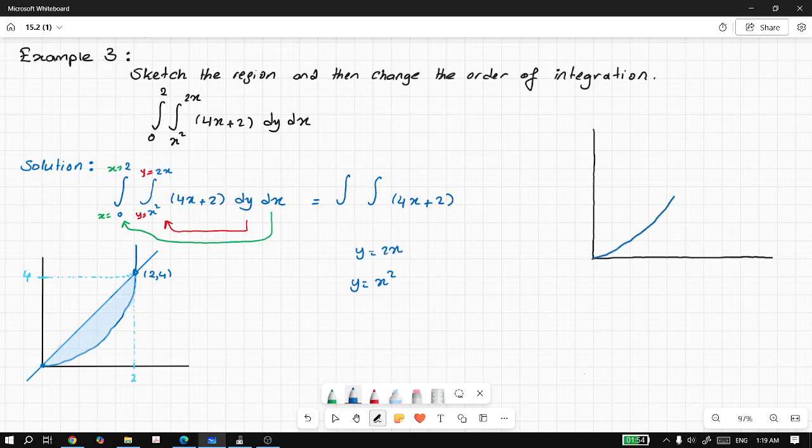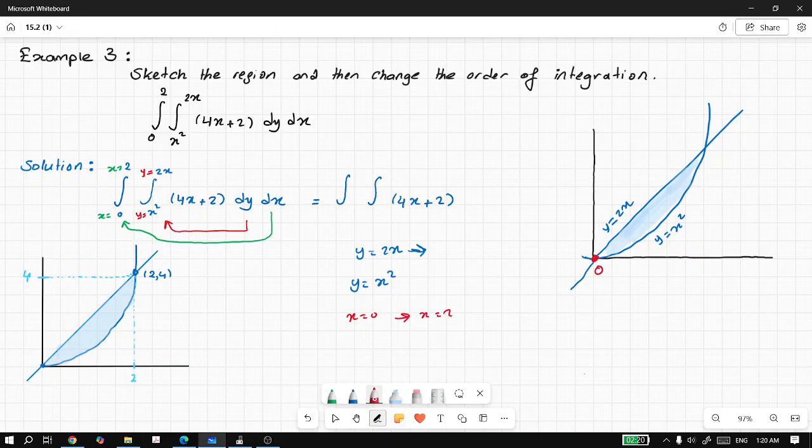The graph of x squared, as you know, is like that. Let me make it a little bit more open. The graph of 2x is a line sloping up, so the graph of y equal to 2x is something like that. So here we have y equal to 2x, and here we have y equal to x squared. This is the region that we have got here. We know that x runs from 0 to 2. So here is the 0, and here is the 2.